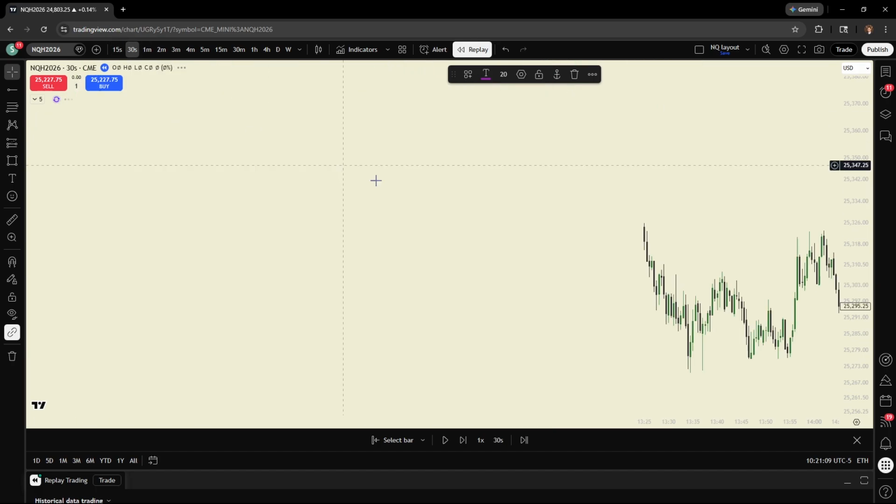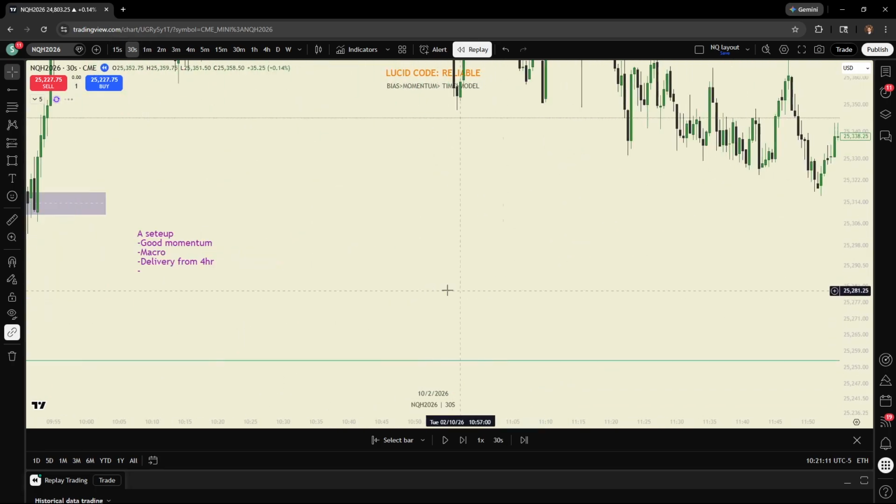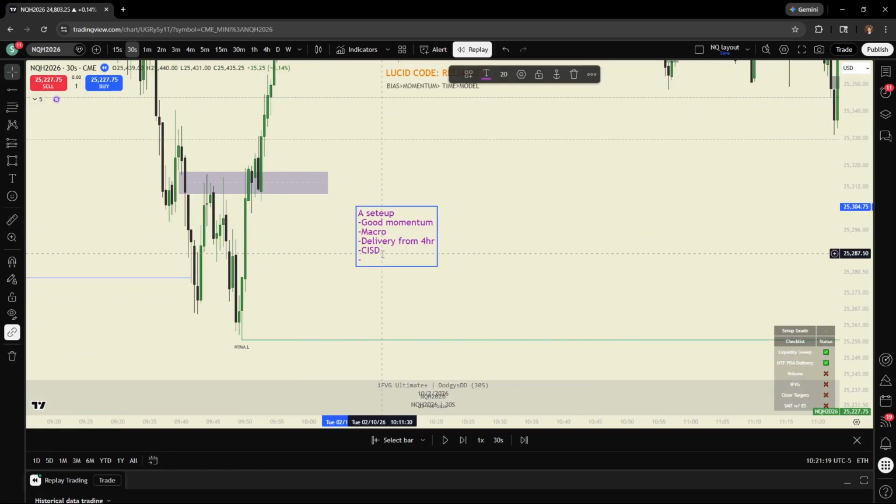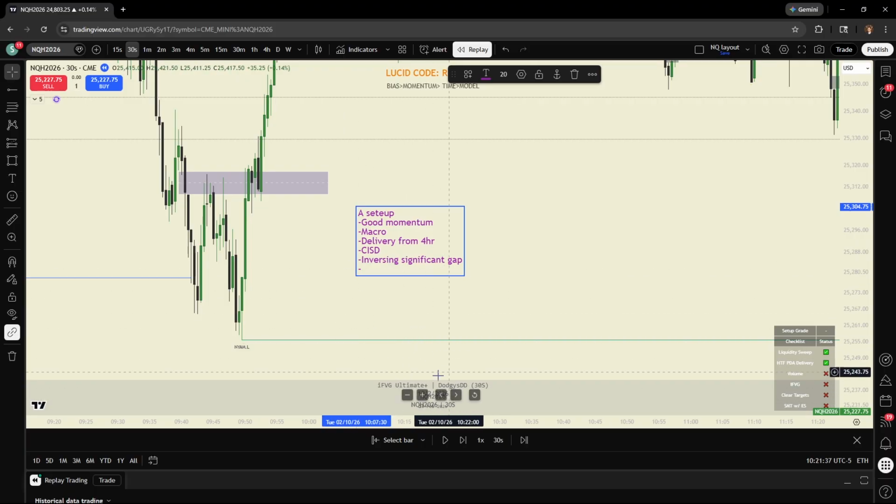We could say like CISD. Okay, let me see. Anybody know the indicator that's showing the time frame ticker at the bottom? Yeah, I think this is just the TradingView settings.